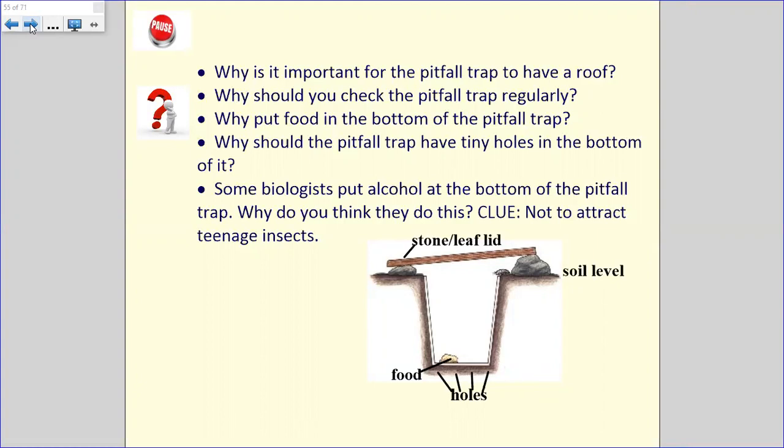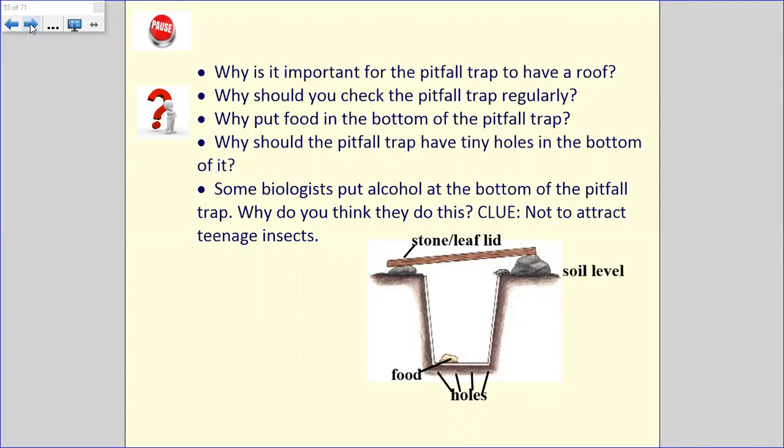Why would you put food in the bottom of the pitfall trap? Possibly to entice organisms into the trap. Why would some scientists put tiny holes in the bottom of the pitfall trap? Well, that's to allow any rainwater just to leak away, to drain away.